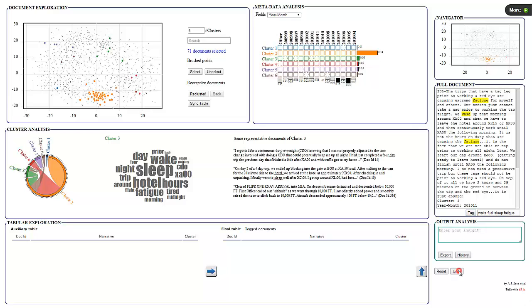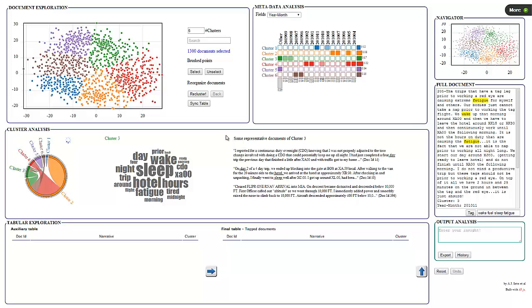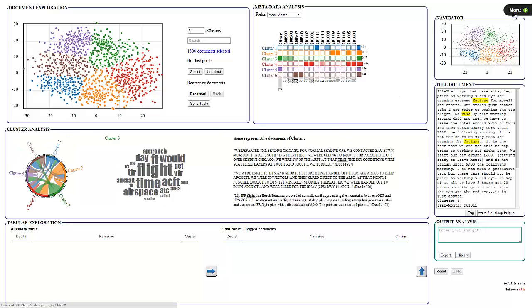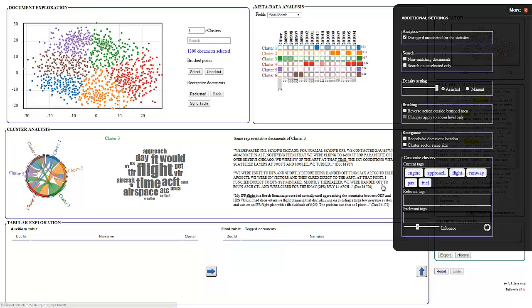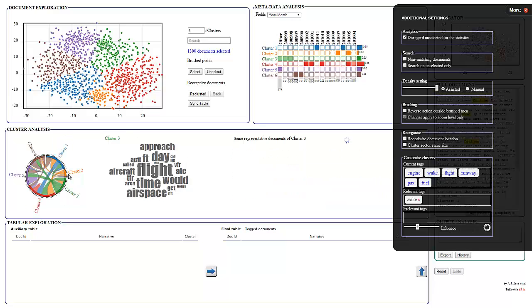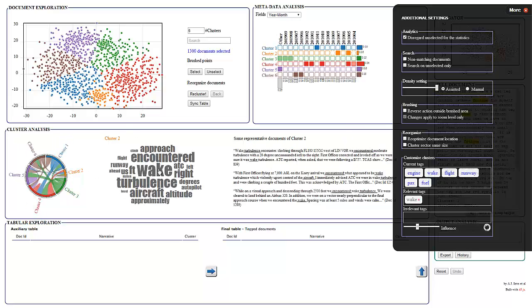Let's select all our documents again and suggest wake as one of the keywords to take into account. We see that cluster 2 has shrunk around the documents on wake turbulence, and now the keywords are wake, turbulence, among other keywords.